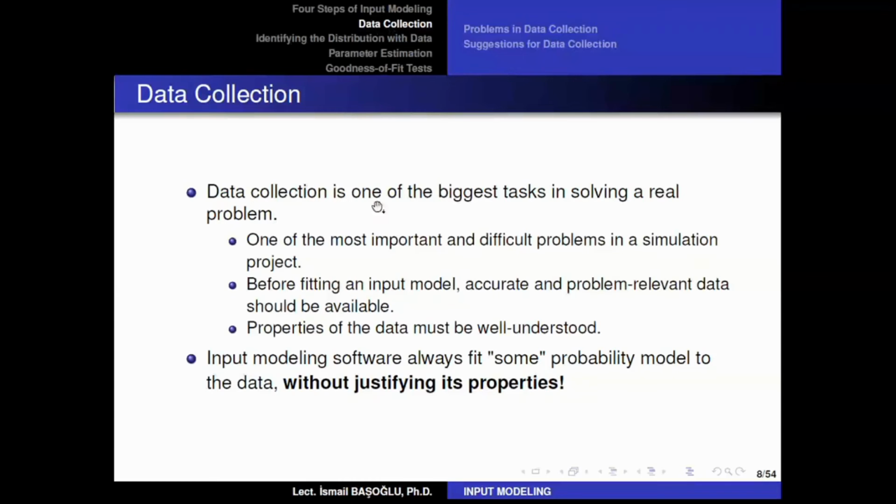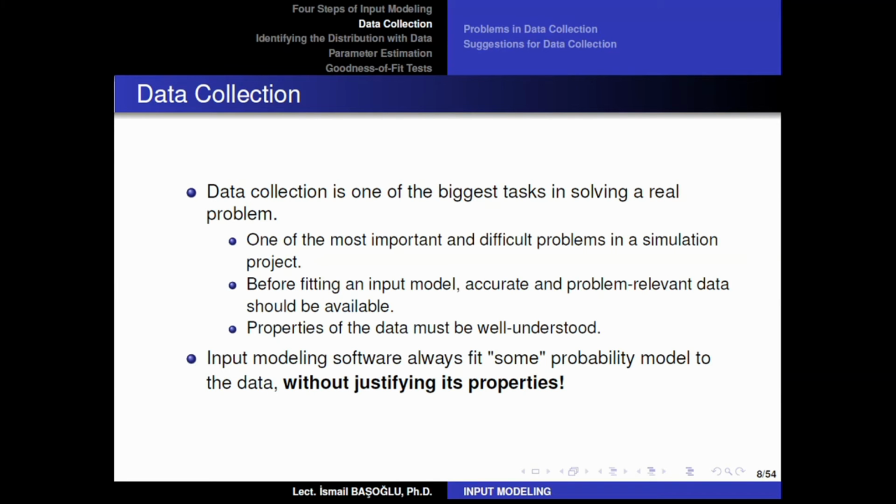So data collection is one of the biggest tasks in solving a real problem, my friends. One of the most important and difficult problems in a simulation project. Remember, the most important process in a simulation project was the validation. Validation validates if your input models are correct or not. Not directly, it validates the input models, but indirectly. It actually validates the outputs.